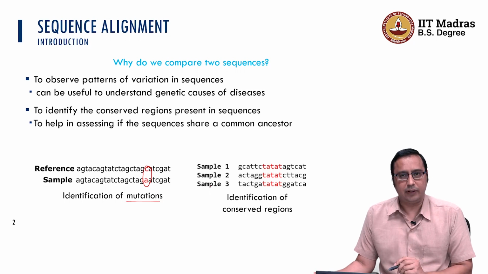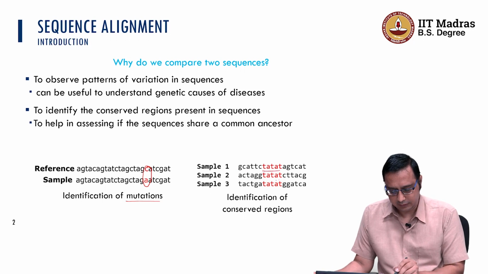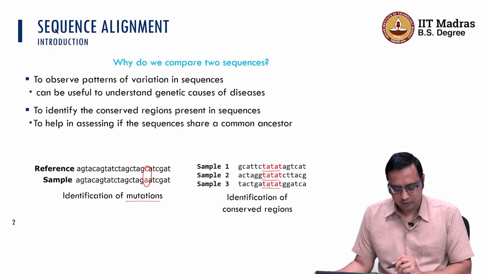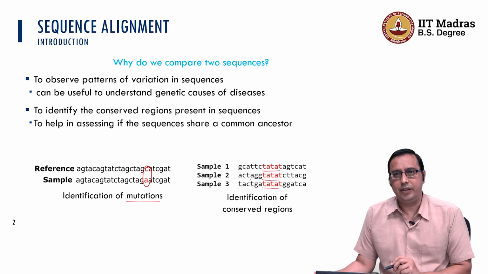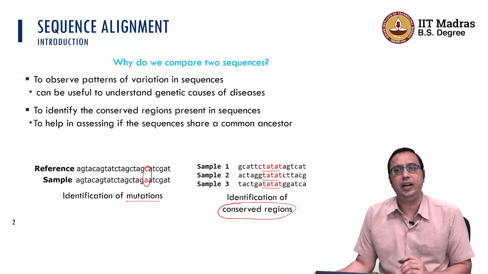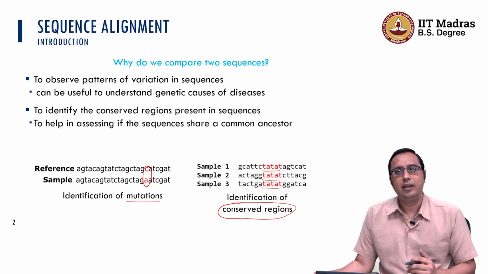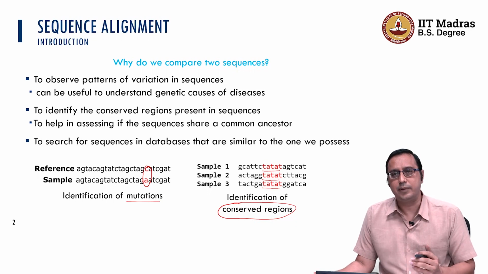Take in particular this example, I have three samples coming from different sequences, and you can see that these are the common or identical regions in all these sequences. It helps us identify the region which is getting conserved throughout these three sequences, and hence I can go back and see whether there is a common ancestor to these particular organisms.